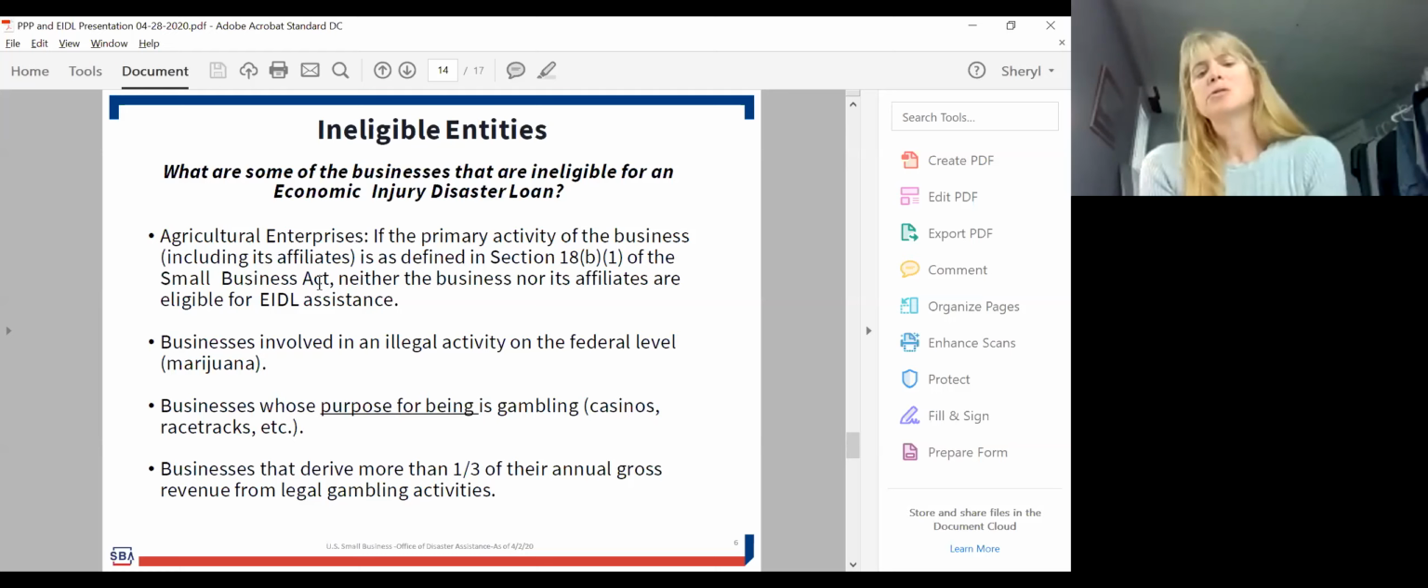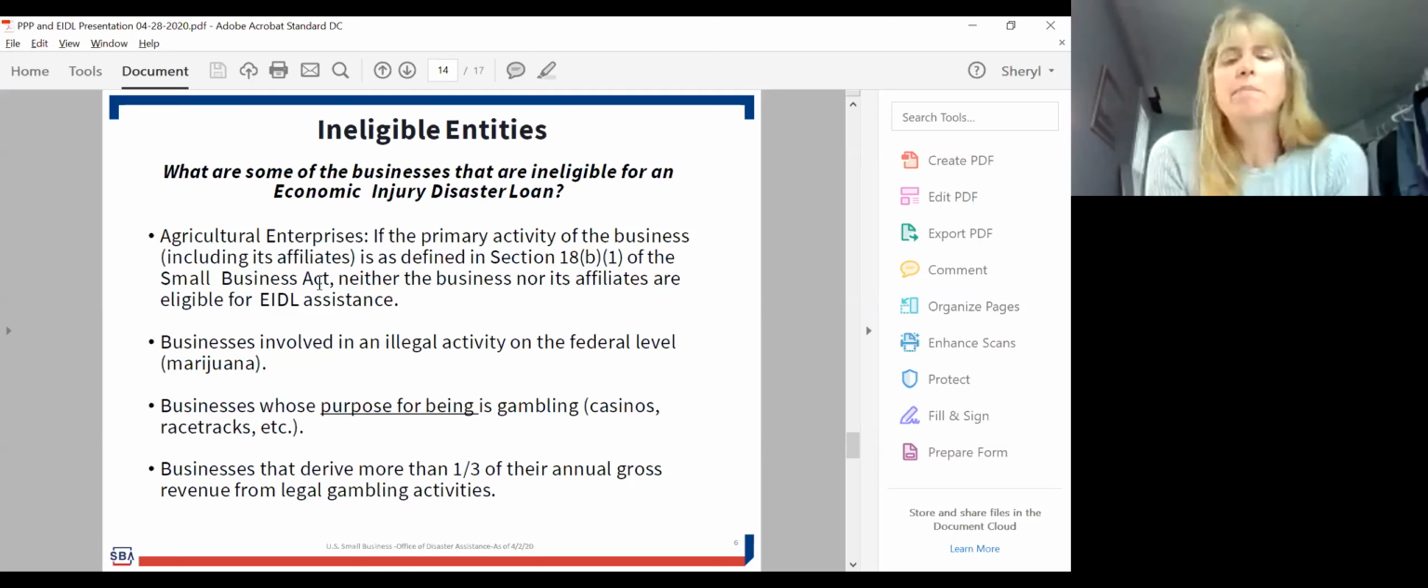Businesses whose purpose is for gambling, this has actually been changed. In the EIDL loan, they are not eligible, but however, for the PPP, again, if you go to treasury.gov and you have a small casino, you could be eligible for a PPP loan. Just go to the frequently asked questions, and you would do a search on the document. It's a Word document, and you could find the qualifications to qualify.